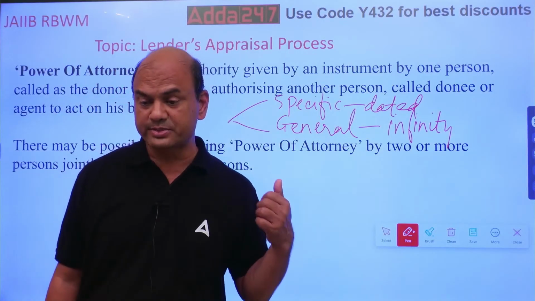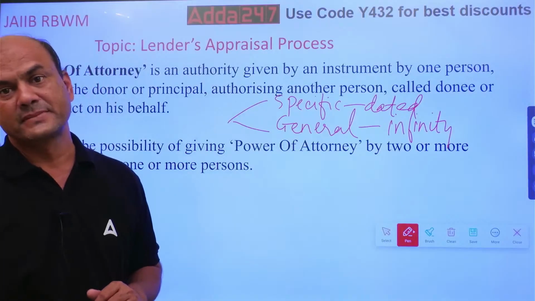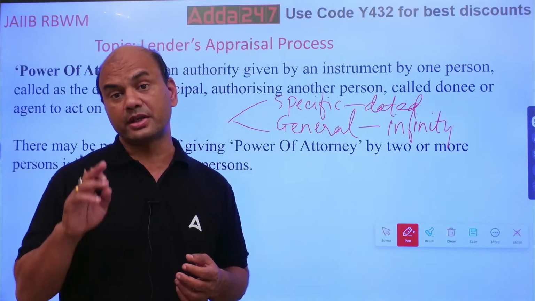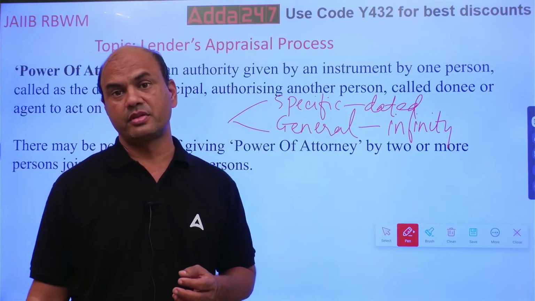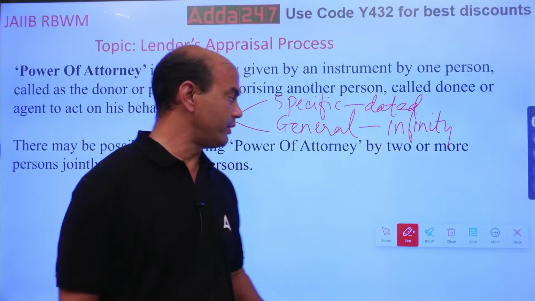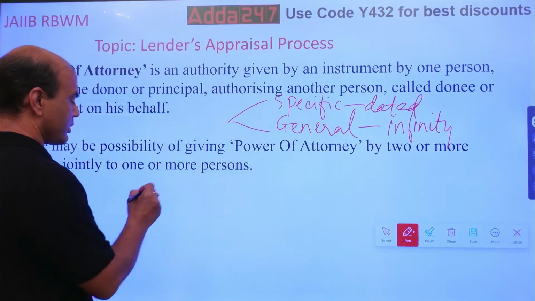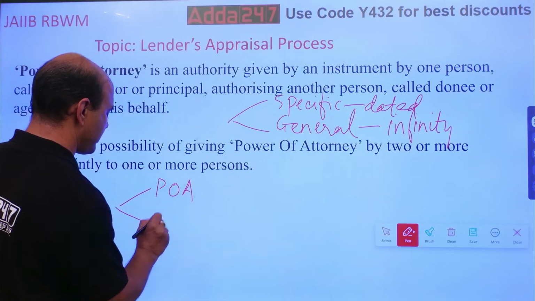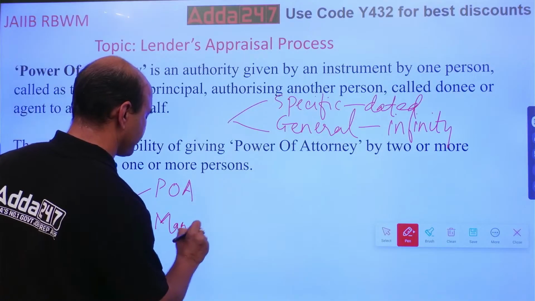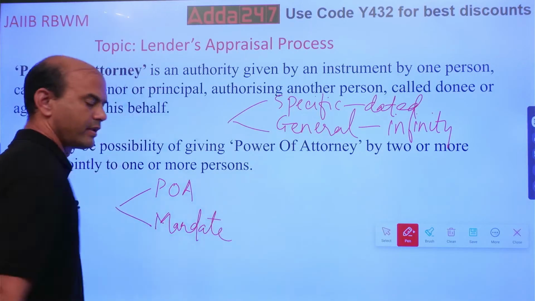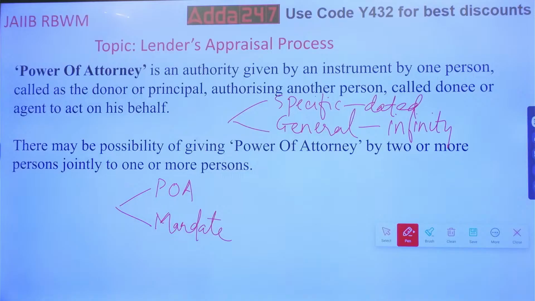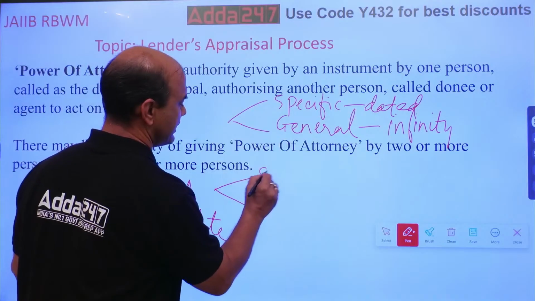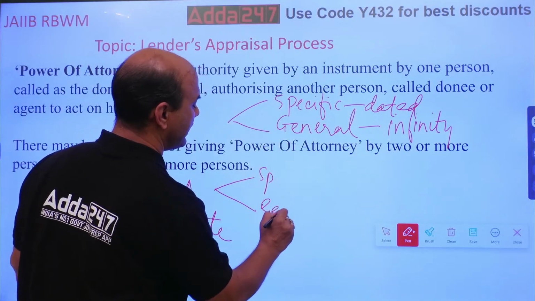Now, beyond this POA, there is also a document which gives you the power to operate a specific account. That is called a mandate. Now I'll come to a typical topic, POA and mandate. Understand these words, POA and mandate. POAs are of two types, specific and general. But mandate is also there.